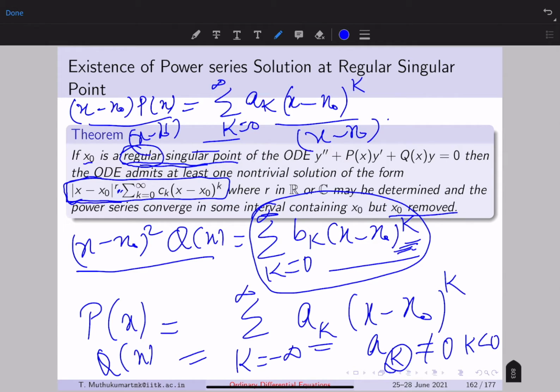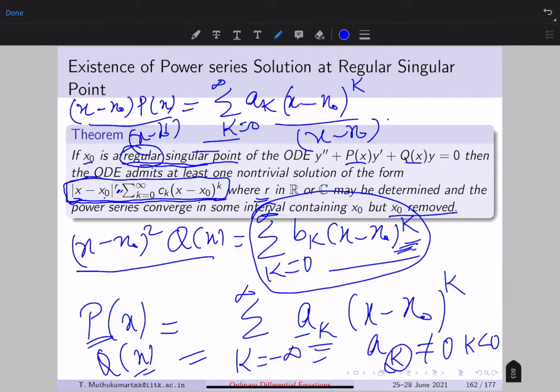motivation that here you have this (x minus x naught) power r, and this r can be determined. That's the idea behind this proof for regular singular point. So P and Q are not analytic because it's not an ordinary point, it's a singular point. But because it's a regular singular point, P and Q have an expansion which involves negative powers, and that is how you obtain a solution of the power series form. So that's the idea behind the proof.